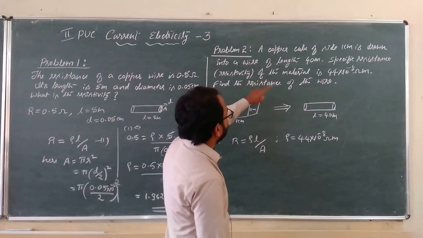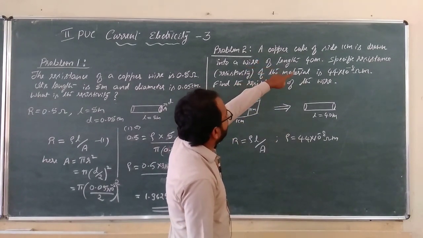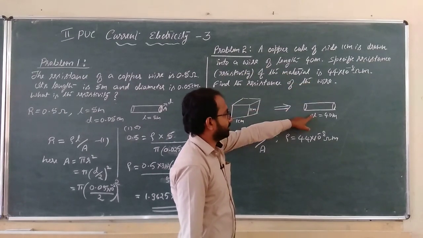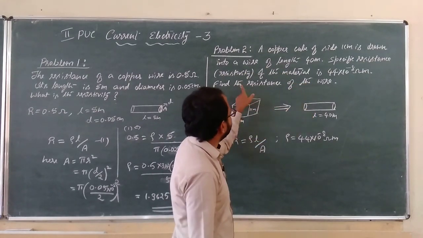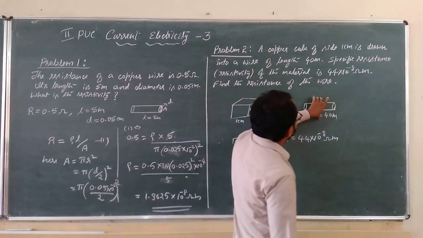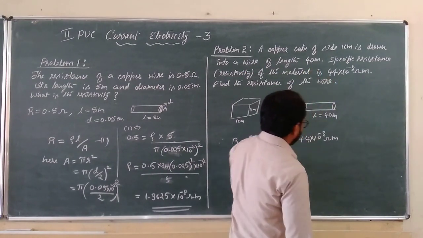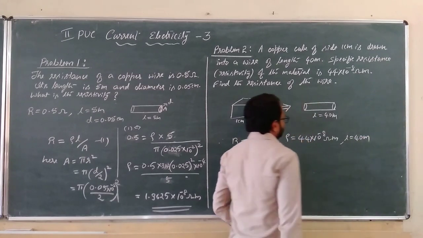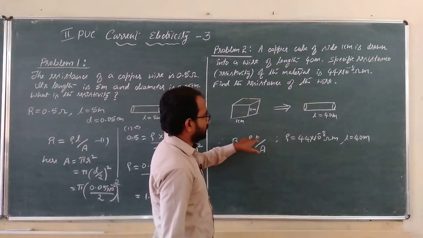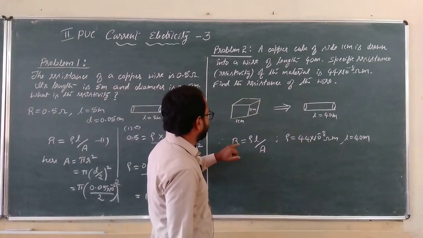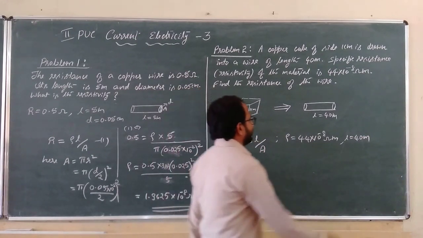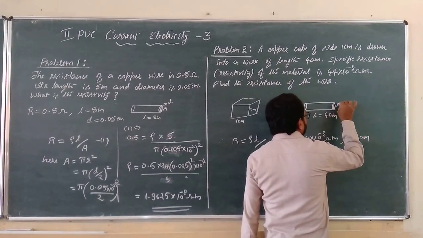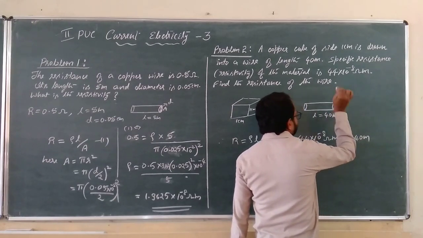A copper cube of side 1 centimeter is drawn into a wire of length 40 meter. Now you have to find out the resistance of this particular wire. The length of the wire is 40 meter. You have rho and L, and you have to calculate R. What is A? The area of cross section of the wire. How do we find it? It is not given.